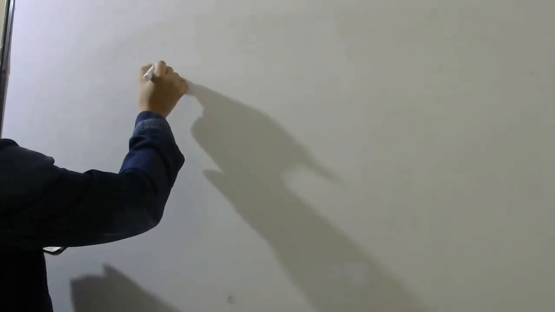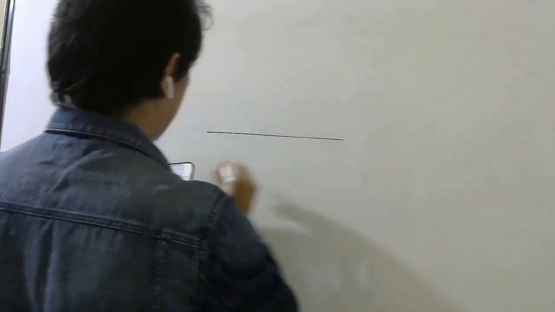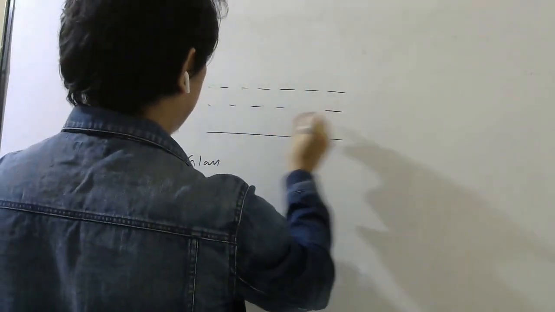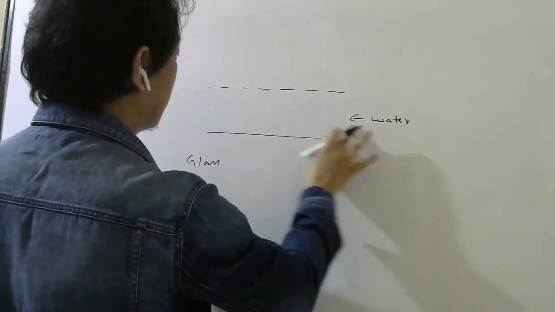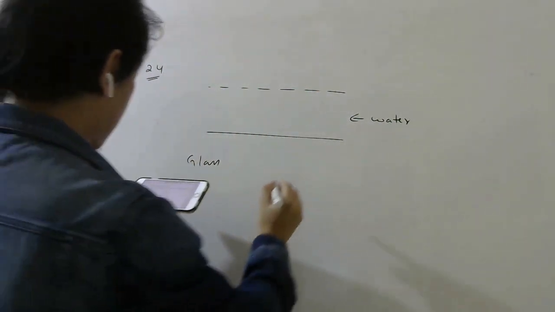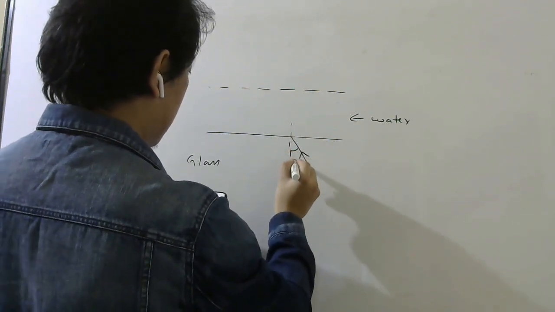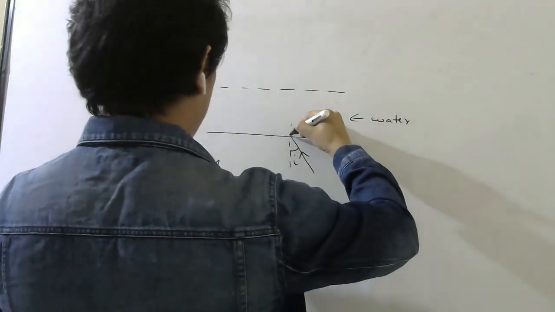So in the 24th question, they are saying a ray of light is incident at a glass-water interface. So here there is glass and here there is water. So this is glass, this is water. So a ray of light is coming like this. This is your angle i. Then this is denser to rarer, so it will bend towards the normal.